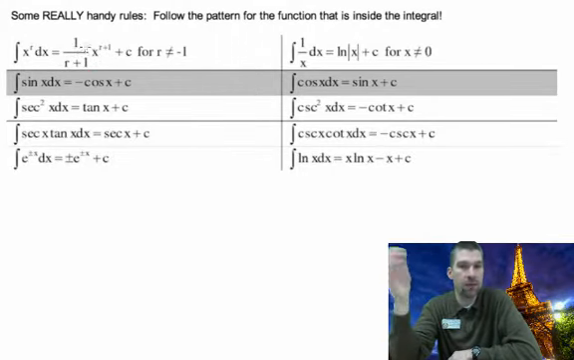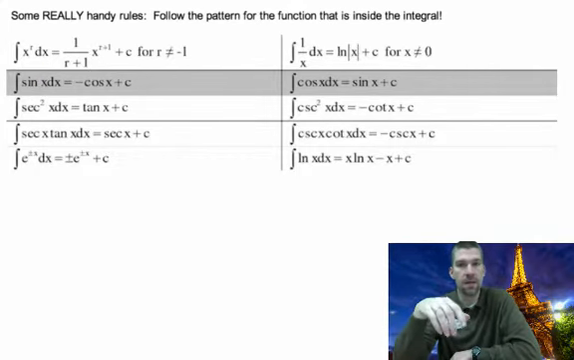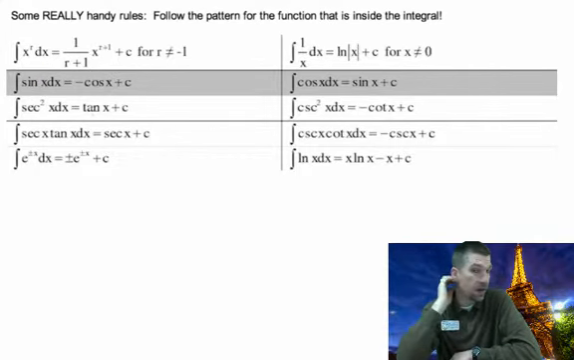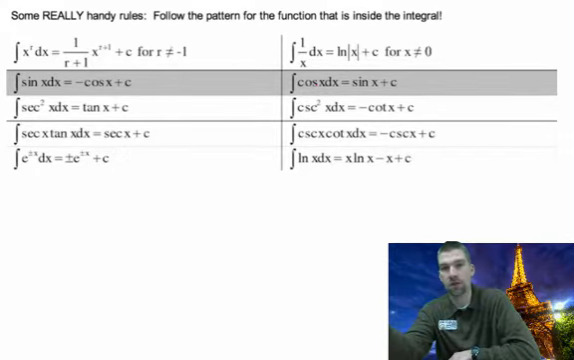If we integrate sine, we get negative cosine. If we integrate 1 over x, we get natural log of x. If we integrate all these different things, what comes out is what we equal. That gives us our starter function, our capital F.